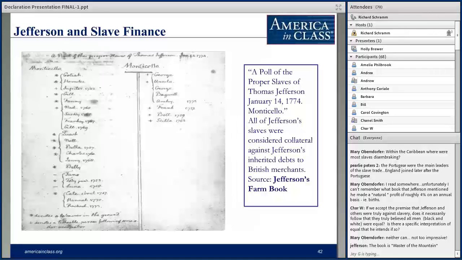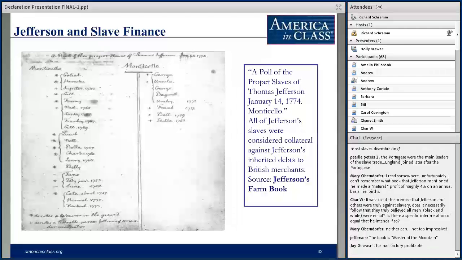She asks, if we accept the premise that Jefferson and others were truly against slavery, does it necessarily follow that they truly believed all men, black and white, were equal? Is there a specific interpretation of equal that he intends? If so, let's hold that question till the end. That's really good, and we'll come back to that, Char. So now, Holly, why don't we focus on Jefferson and slave finance?